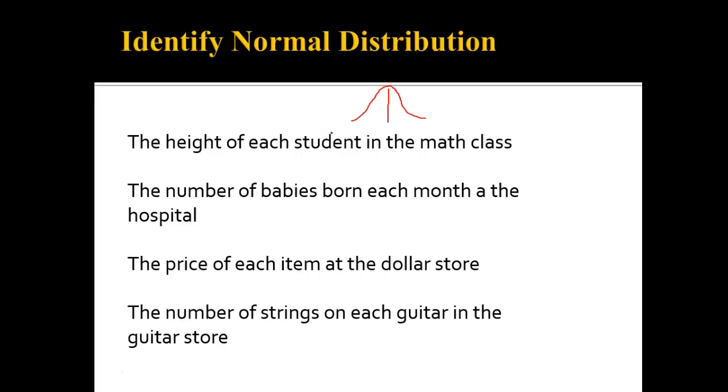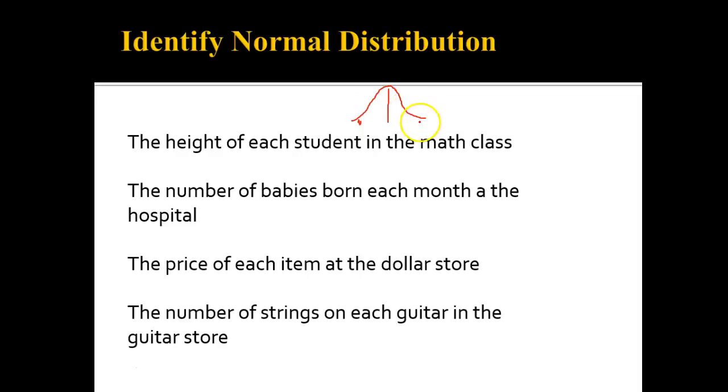So is this a normal distribution? The height of each student in the math class. Now, the more students in the math class, the better chance there is that this will be a normal distribution. But you take a bunch of 15, 16-year-olds, they're all going to be about the same height. Not going to be a whole lot of them that are 2 feet high. There might be somebody who's 2 feet high, but not that many. It's going to be a very small number of really short ones.